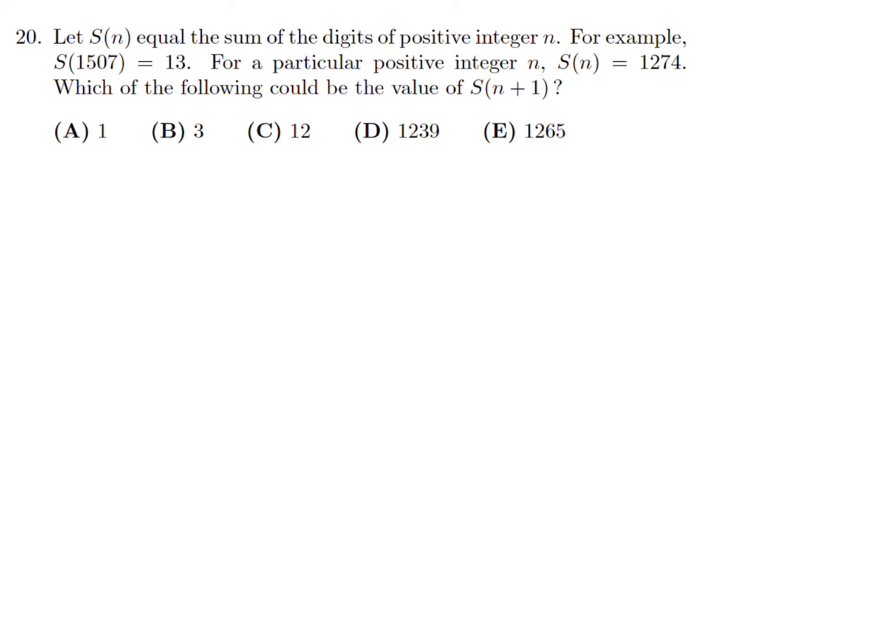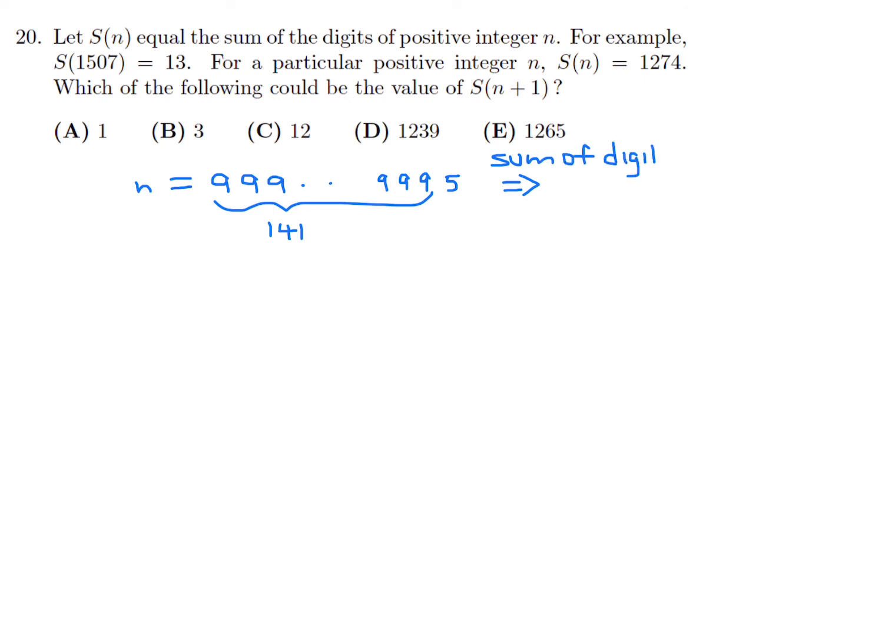So what I did is I just said, okay, let's make my life easy here. Let's just say n is a whole bunch of 9s. A whole bunch of 9s just makes it easier to add up. And I want to get this number, 1274. Well, I can't get it with just 9s because 1274 is not divisible by 9. But I can get it with a whole bunch of 9s and a little 5 at the end. 141, if I were to figure out the sum of the digits, 141 times 9 plus 5 is equal to 1274. So this is one example.